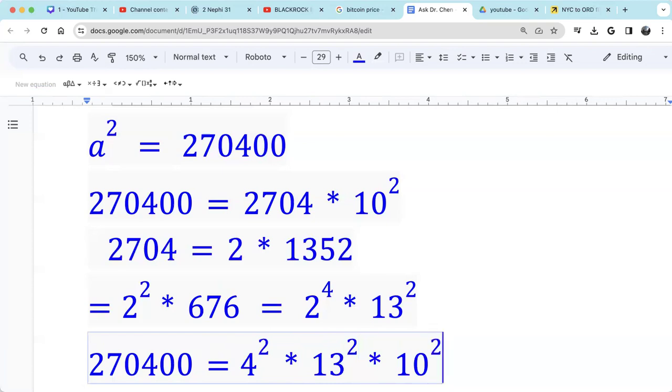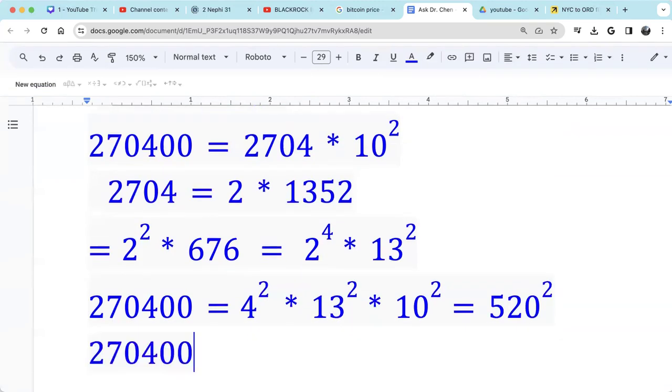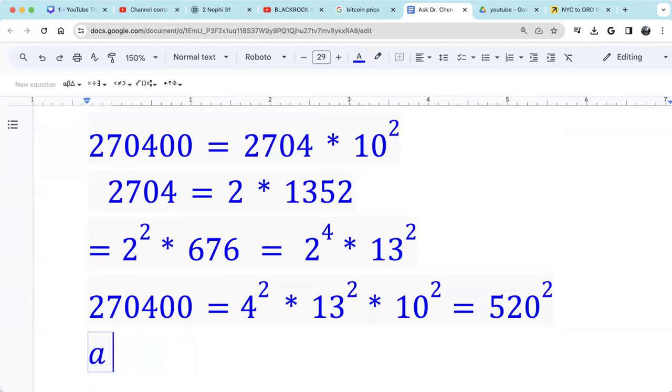So now we want to rewrite those numbers together. Everybody's squares will have 4 times 13 times 10. 4 times 13 is 52. So we'll get 52 times 10, 520. So that's 520 squared. So that means a can be positive or negative, plus or minus 520.